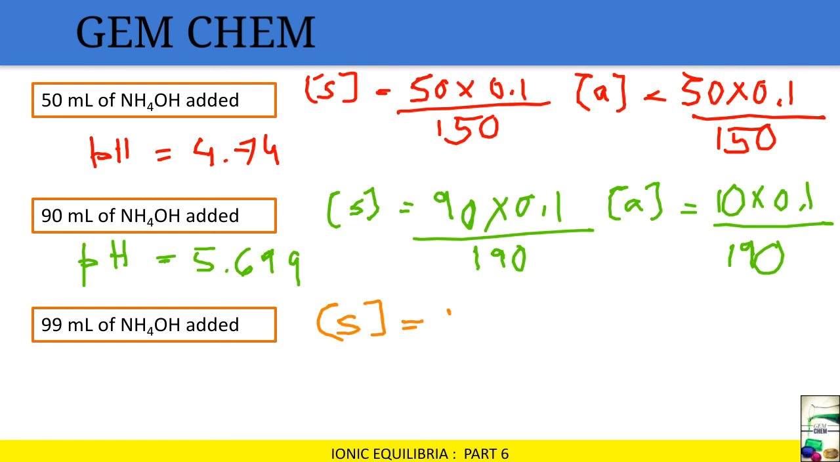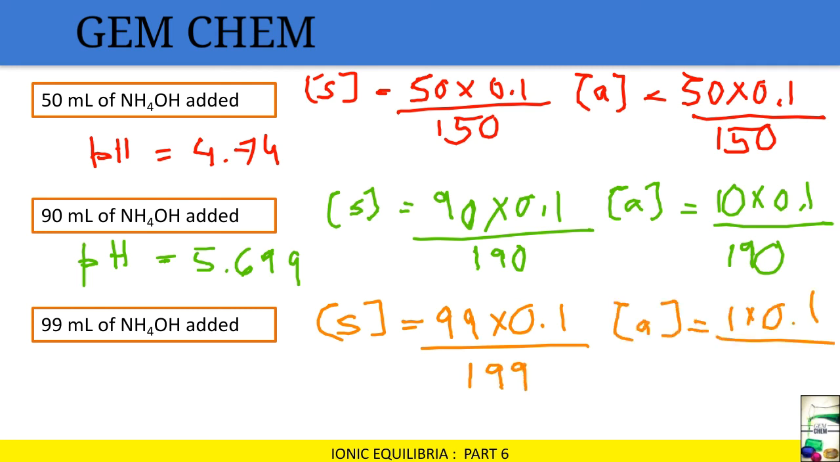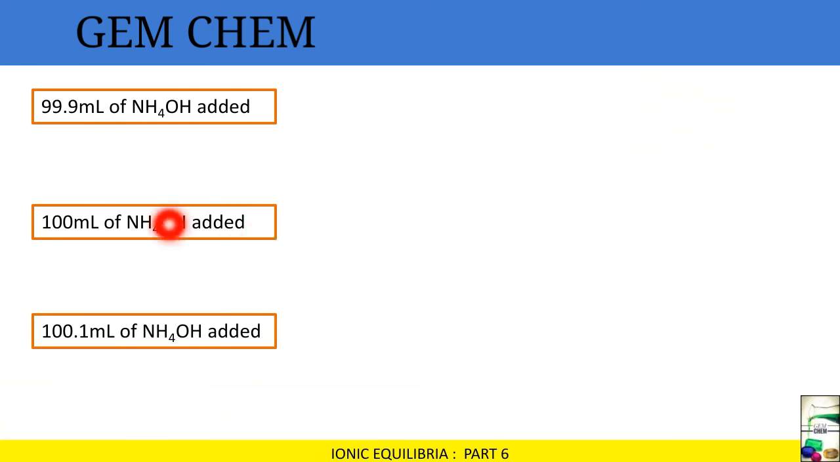Concentration of salt here is 99 into 0.1 divided by 199, and acid is 1 into 0.1 divided by 199, and the pH comes to be near about 6.74. Now, these two things, that is 99.9 ml solution and 100.1 ml solution, on being added will give us an erroneous result where we will see an abrupt rise and abrupt fall in the pH. So we will not consider these two values while plotting the graph. So remember this, these two values will not be used to plot the graph, but still we will calculate.